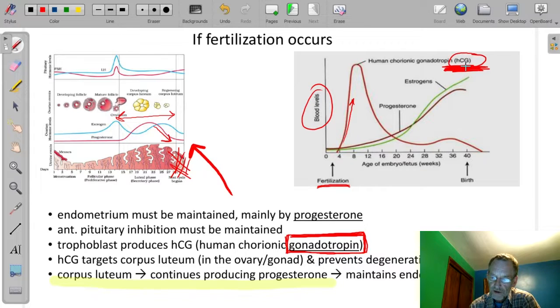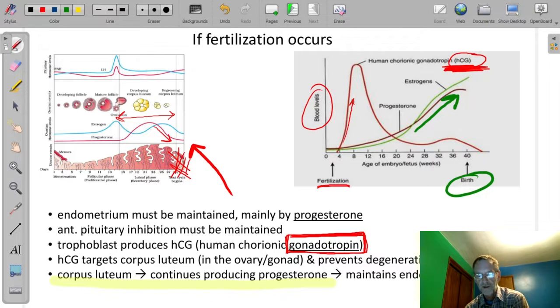And remember who's making the HCG? It was the trophoblast. And the HCG stimulated the corpus luteum to continue making estrogen and, again, progesterone. And those levels continue to increase till about the time of birth. And then things just crash. So, that's the story of HCG.